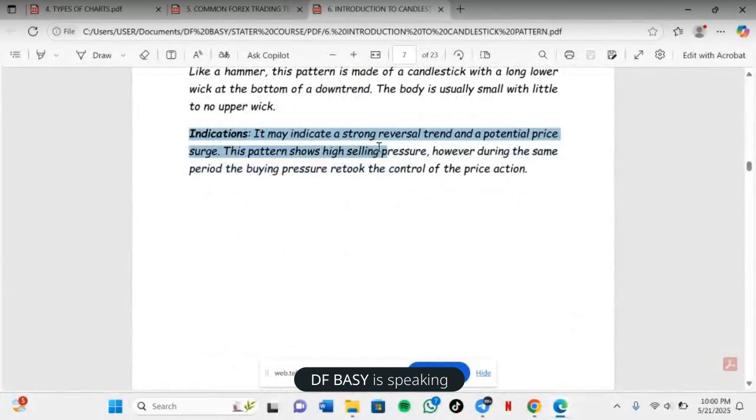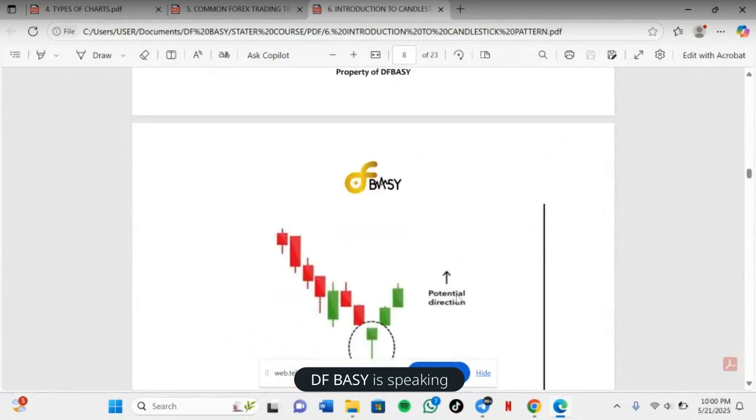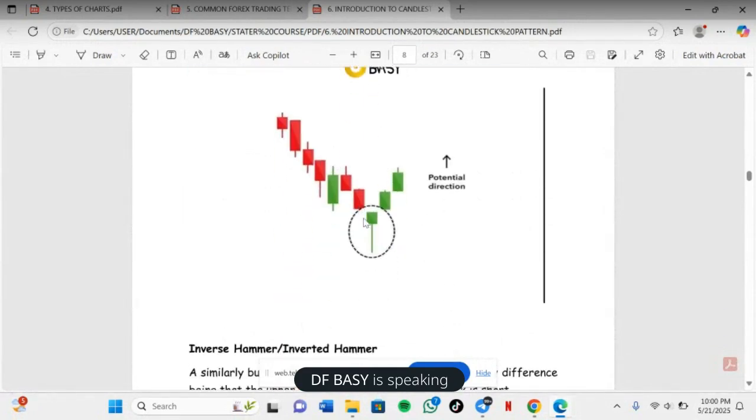It indicates a strong reversal trend and a potential price surge. This pattern shows high selling pressure. However, during the same period, the buying pressure retook control of the price action. This is an example of the hammer. Have you seen it? I drew it out. So let me go to the chart.